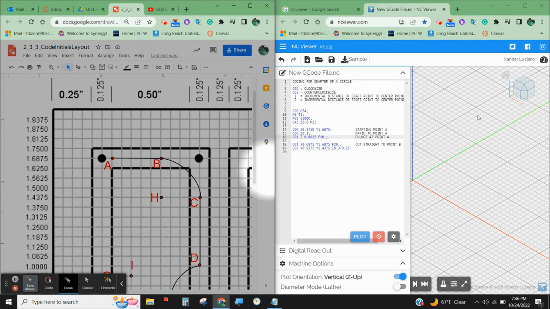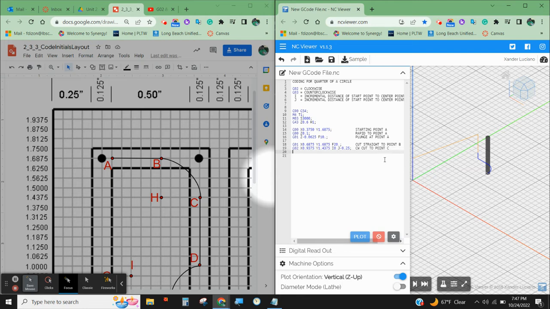So what I've done is instead of using Notepad, I transferred everything to NC Viewer, so that we can see where we are. When I click plot, I can see I just made that curve. You notice again, remember this is negative. Now I'm just going to put my comment here. This is a clockwise, I'm going to put CW, cut to point C.